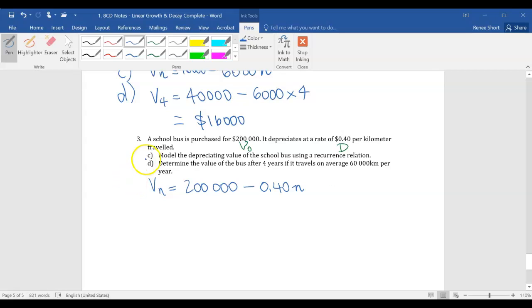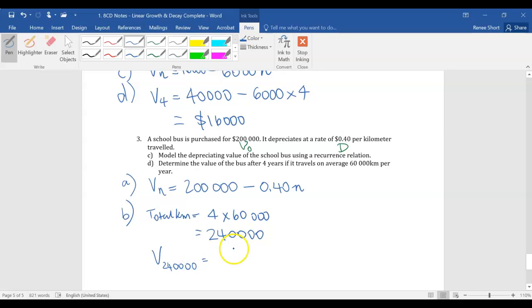Now, well, that says C, but let's just say it's A and B. Determine the value of the bus after 4 years if it travels on average 60,000 kilometres per year. Now, I need to know how many kilometres in total that is. So total kilometres then is going to be 4 times 60,000, and that is 240,000 kilometres. So now what I'm trying to find is V of 240,000 kilometres.